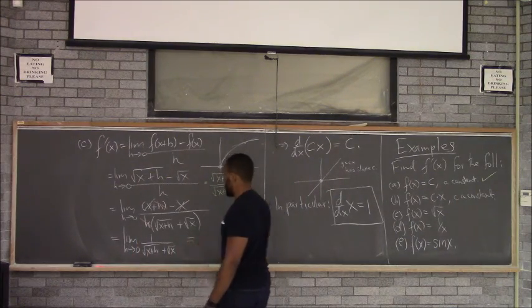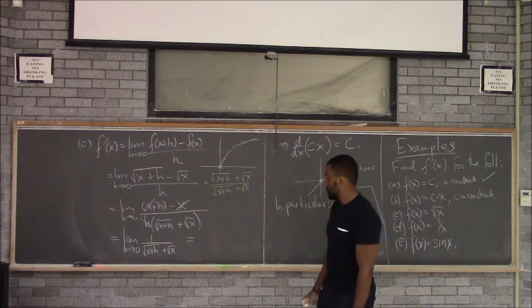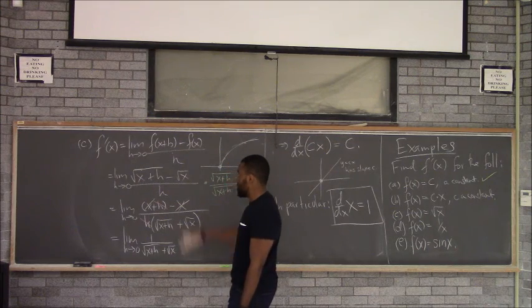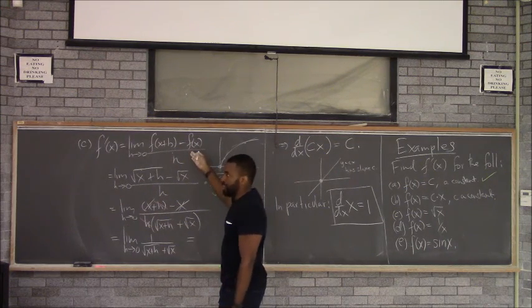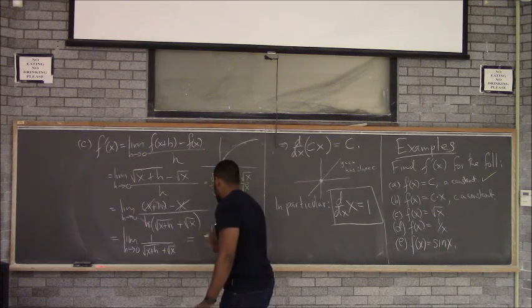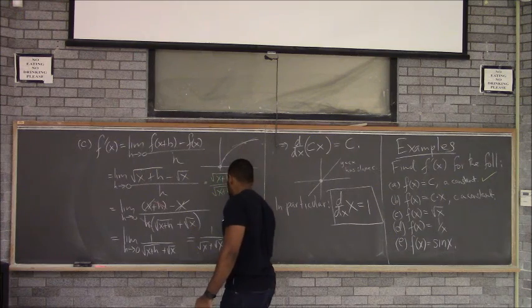What is that? How do I find that? h is 0. Now you just plug in h equals 0. Remember, the point of finding the limit is you try to plug in. You can't plug in, simplify to a point where you can plug in. Now, that is just going to mean you're left with radical x plus radical x, or 1 over 2 radical x.